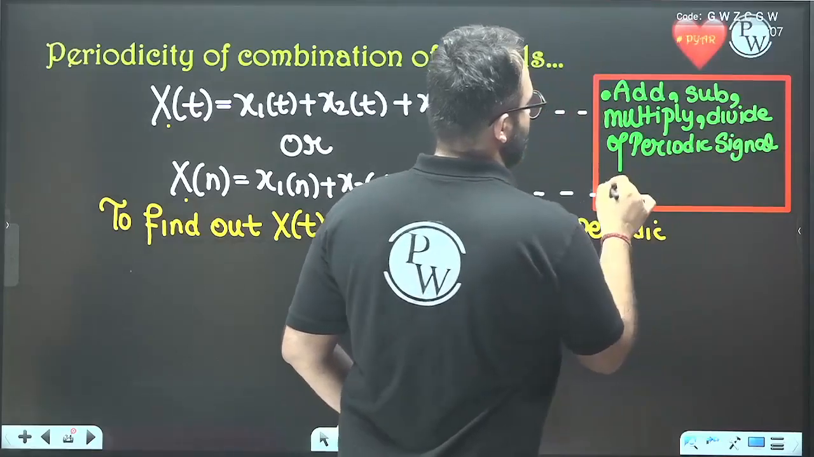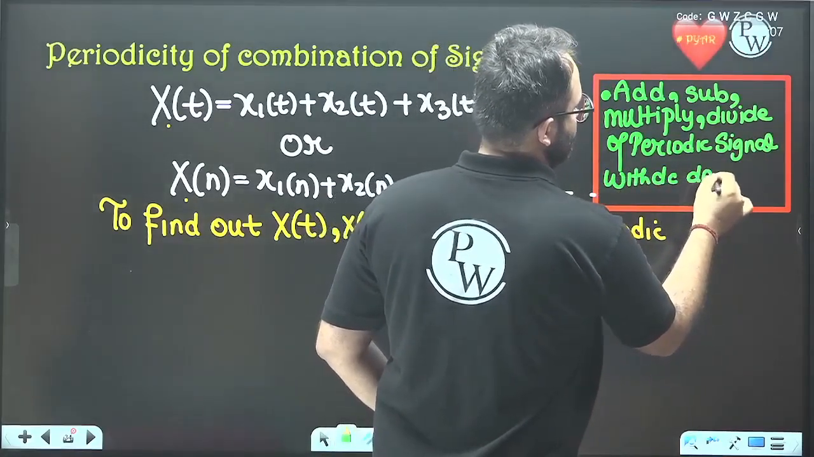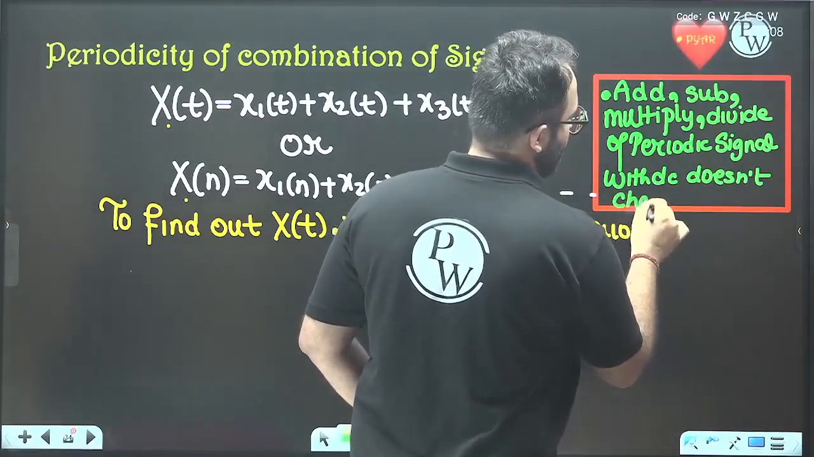Of a periodic signal with DC does not change its period.